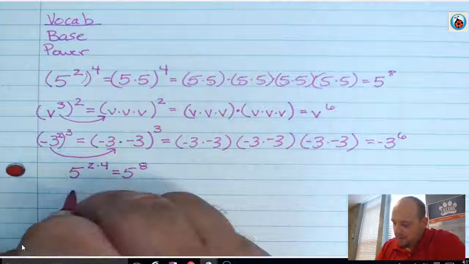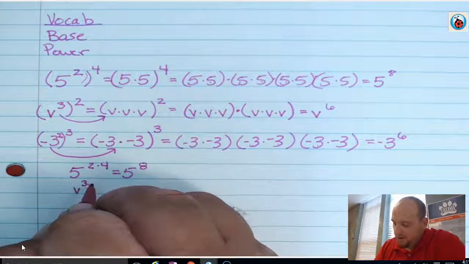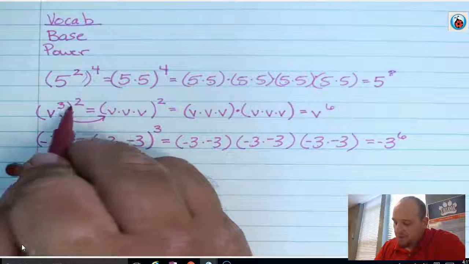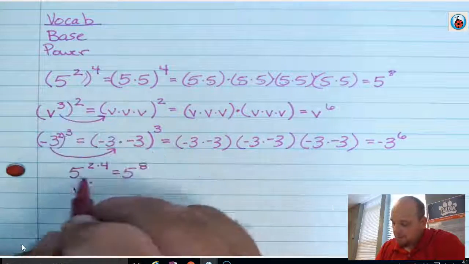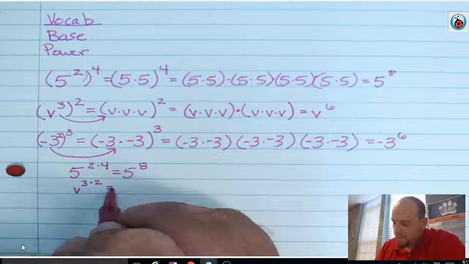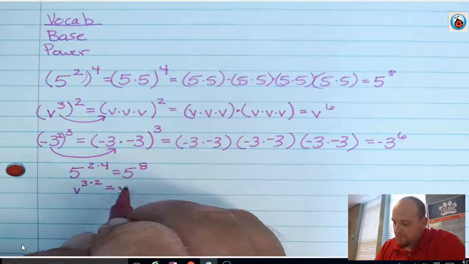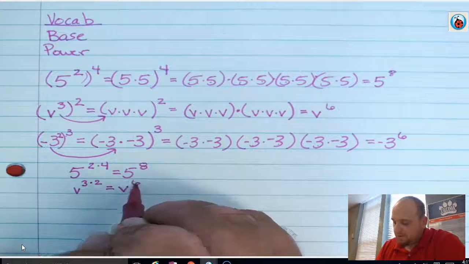So I do the same thing down here. I have v to the 3rd, and I'm going to multiply by the exponent on the outside of the parentheses, which is 2. So I'm going to take it times 2. So I keep the v. What's 3 times 2? 6.